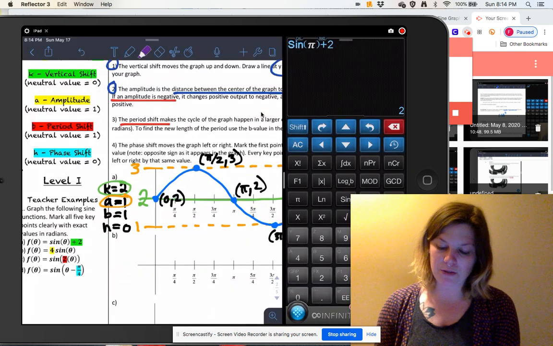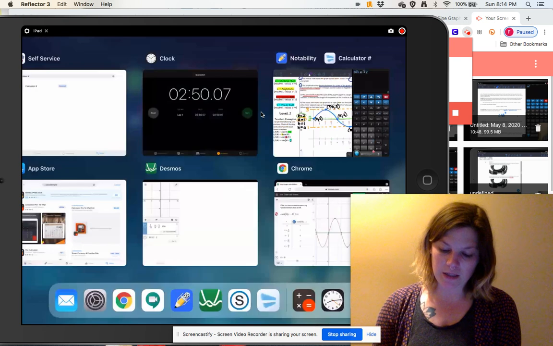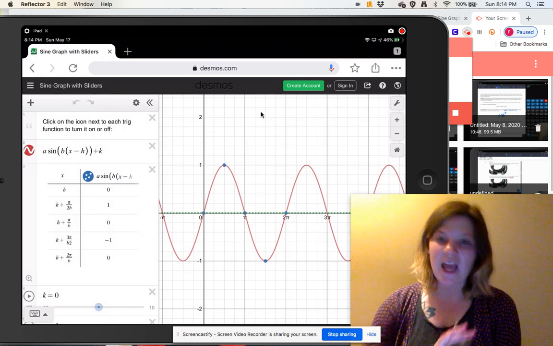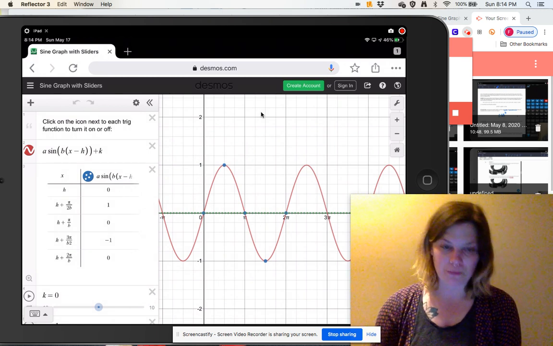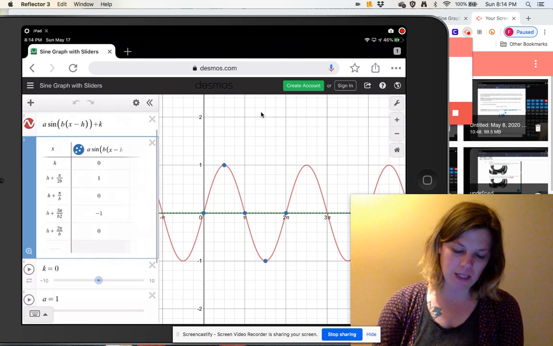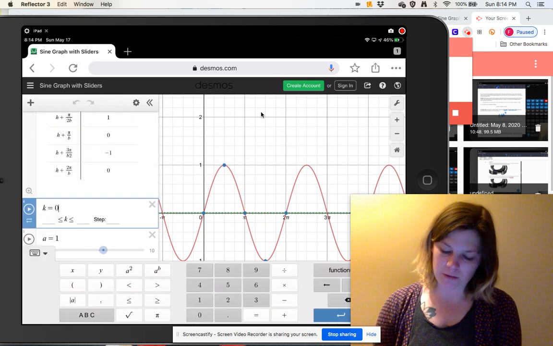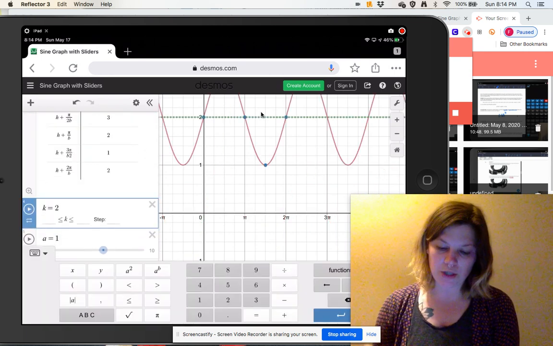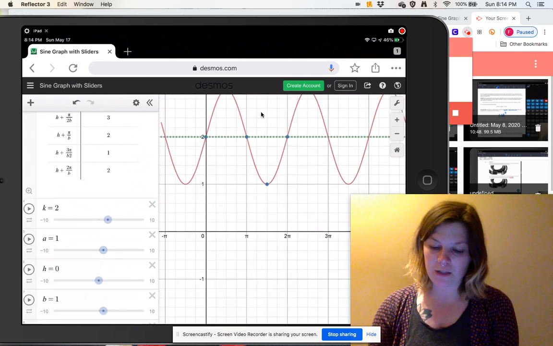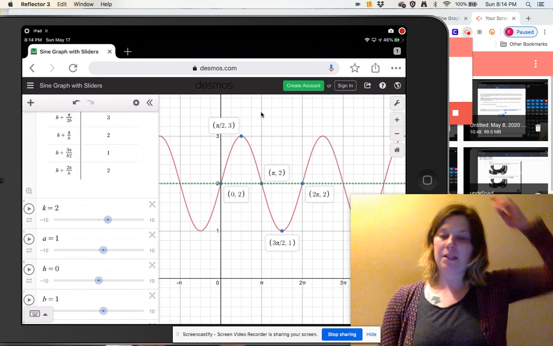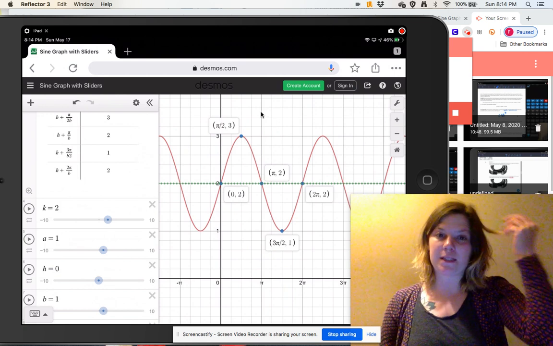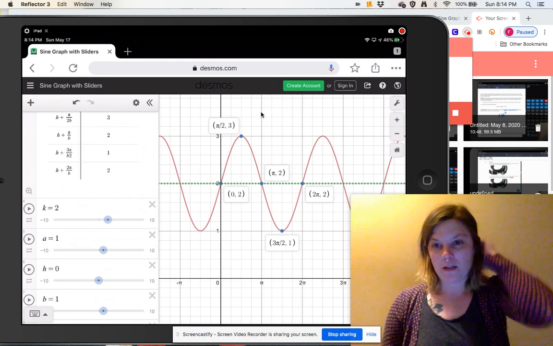Here's another way you can check your answer. You can go to the Desmos thing that I created, and I know that everything was neutral except for the K got changed to a 2. So I'm going to tap in here with the K, and I'm going to go, you are no longer neutral, you are now 2. And then here is my new picture. And I can tap on all of these key points, and they should be the same as the key points that I was able to get.